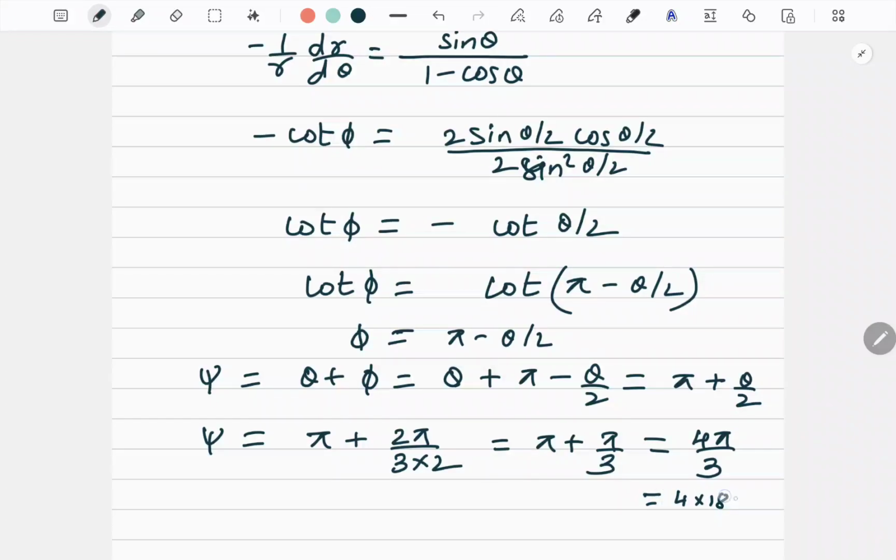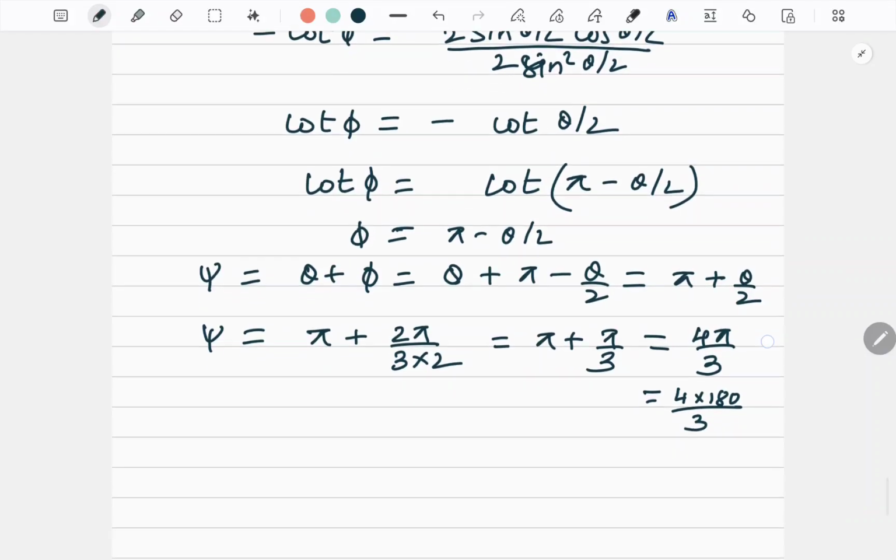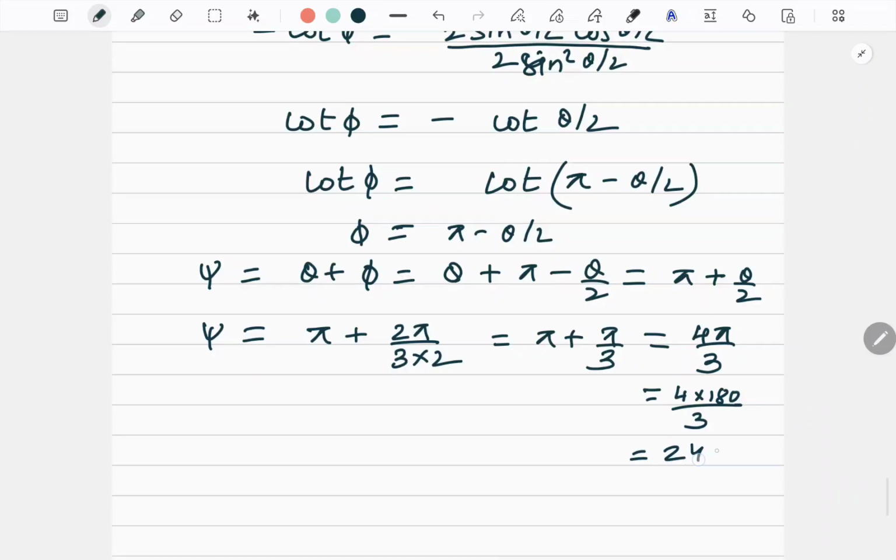Now if you want to convert your calci in radian, you can do otherwise. 4 into 180 by 3 if you do. So how much is 4 into 180? So 4 into 180 divided by 3. So that is 240. Right? So this is 240. So now you have slope as tan of 240. So slope is equal to tan of 240. And if you use your calculator, tan of 240 is root 3.